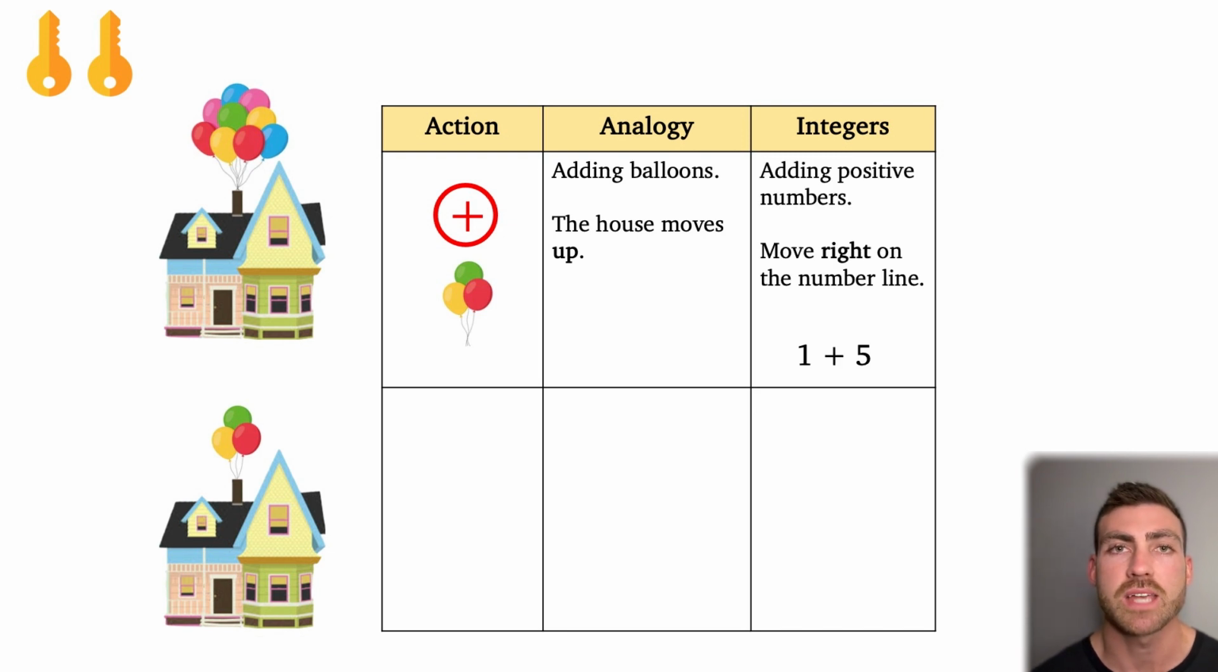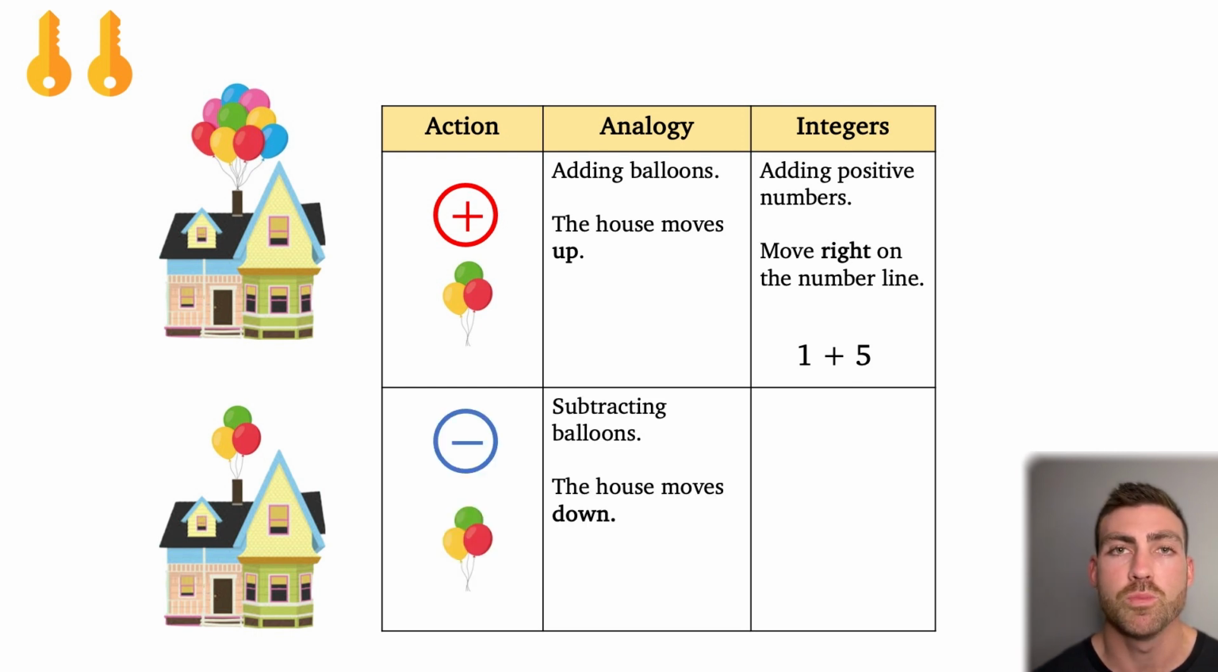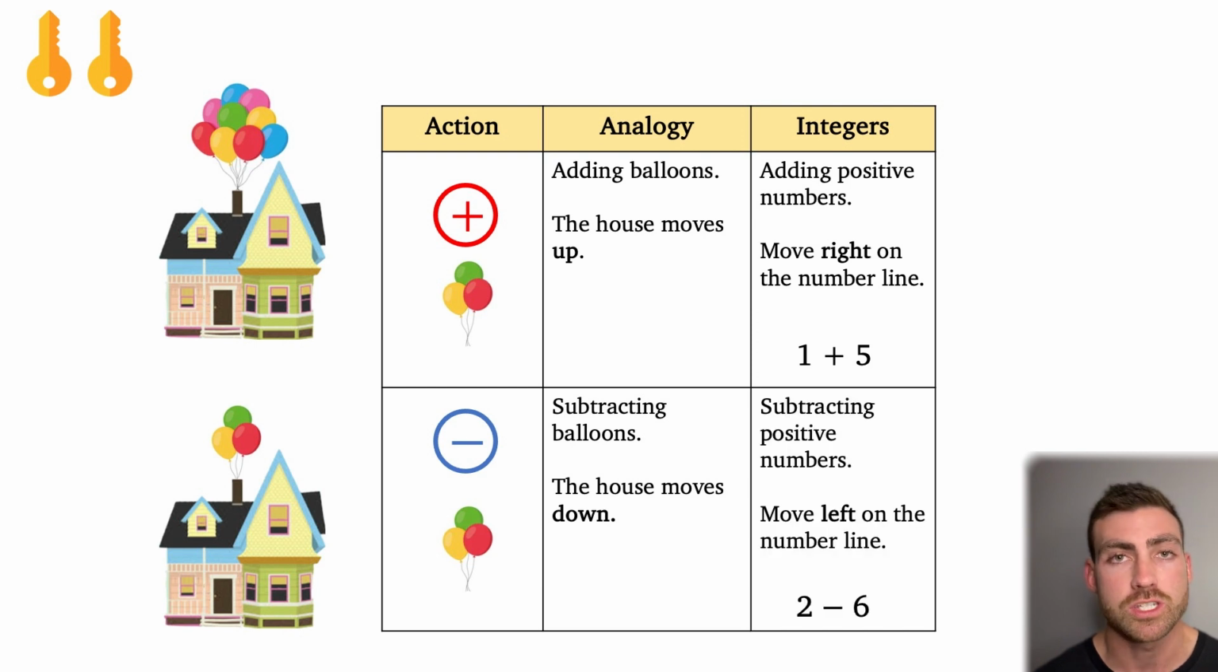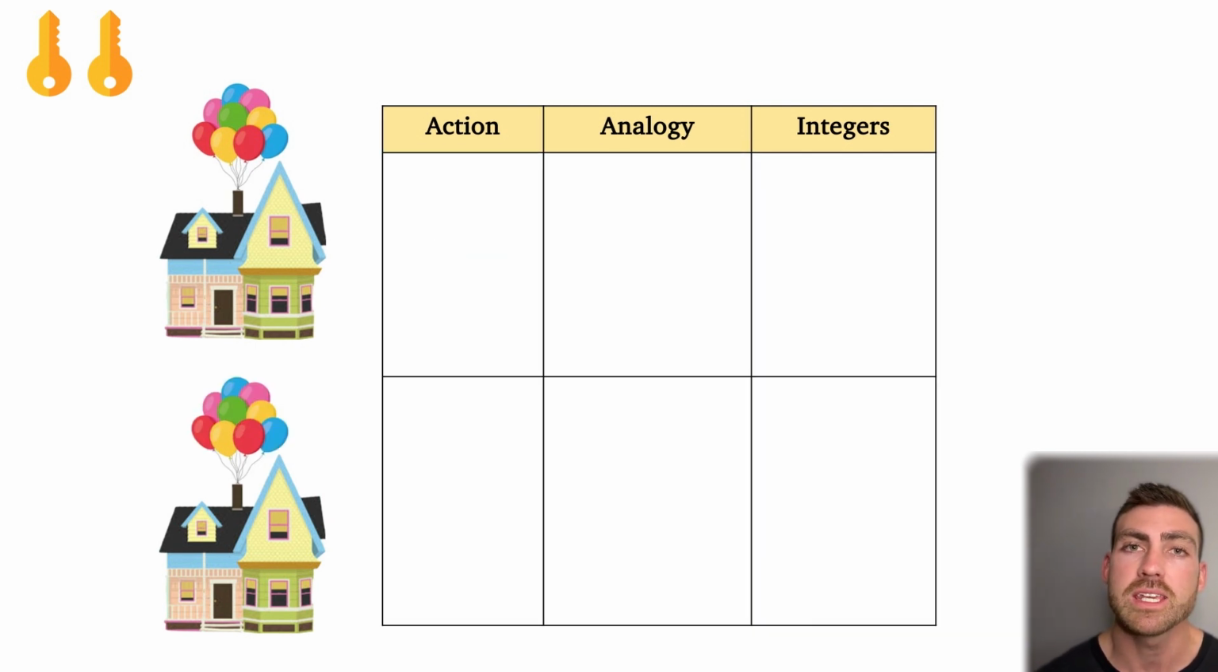This is the same as adding a positive number. Both scenarios he moves up or to the right of the number line. The second is removing balloons, which is subtracting a positive number. Both scenarios he moves down or to the left of the number line. However, he can move up and down in another way. This was done by adding or removing the weight of furniture in his house.